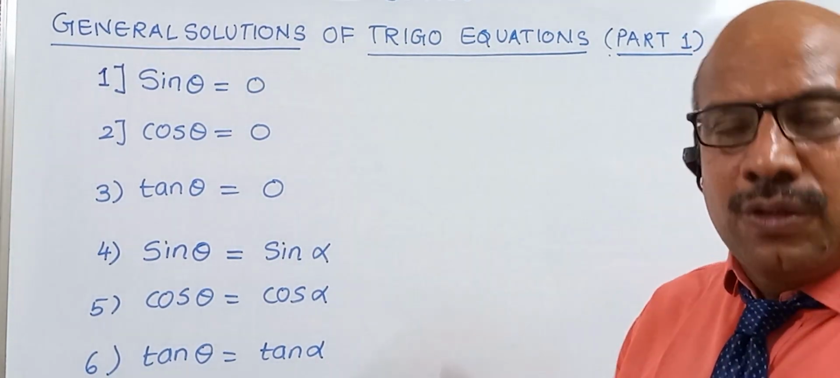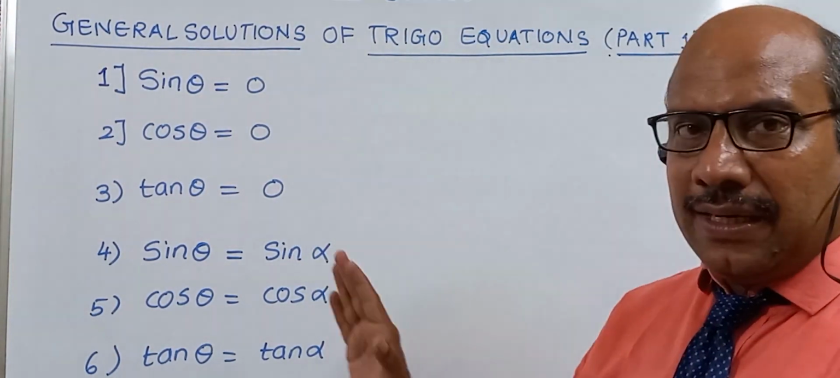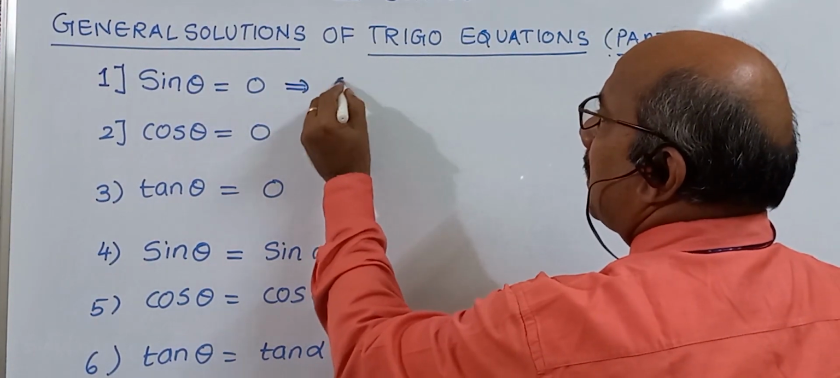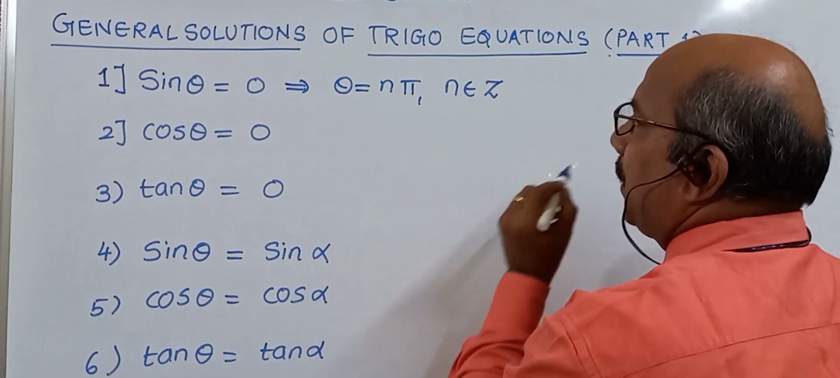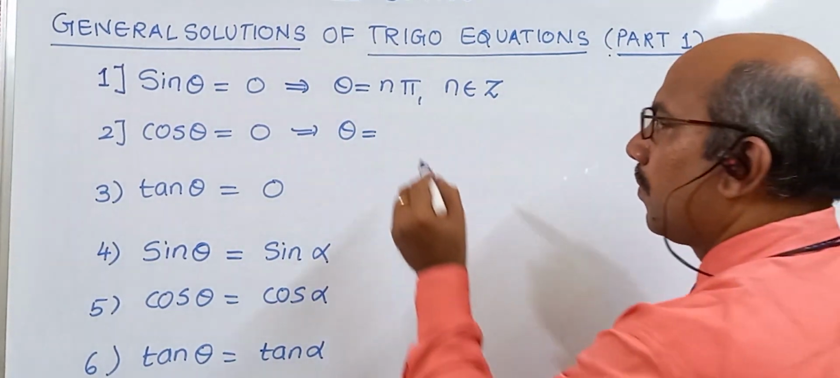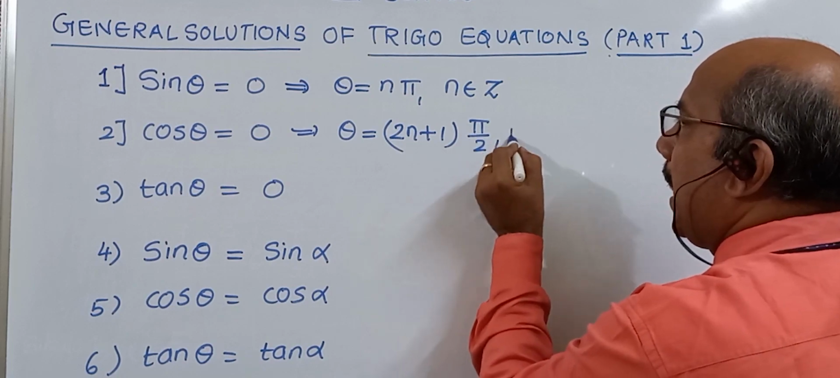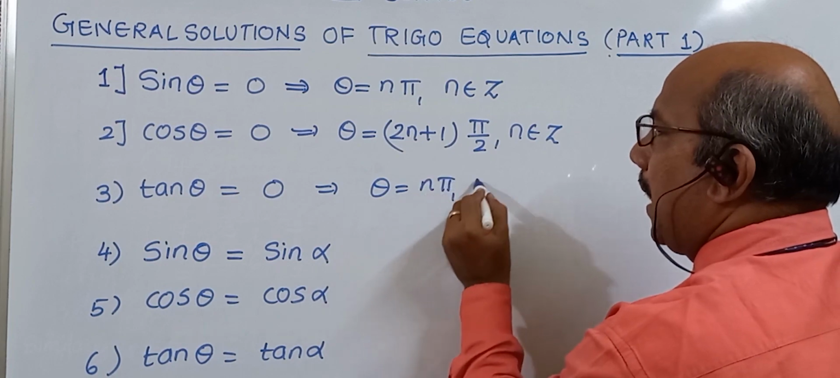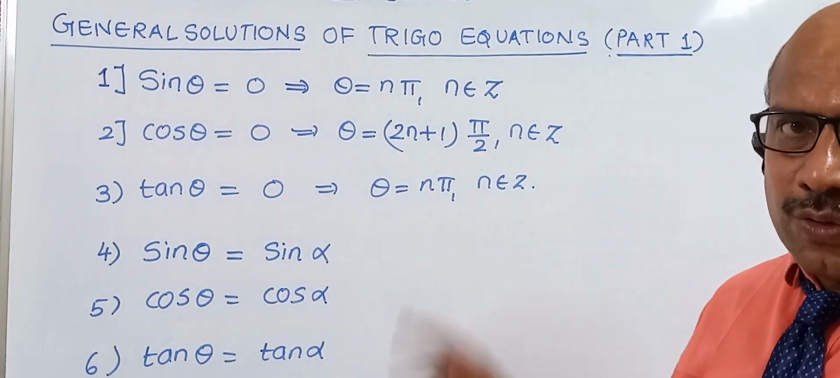Sin theta equal to 0, cos theta equal to 0, tan theta equal to 0. So here the general solution is theta equal to n pi, n belongs to the set of integers. For cos theta equal to 0, theta is equal to (2n plus 1) pi by 2, n belongs to the set of integers. For tan theta equal to 0, theta equal to n pi, n belongs to Z. Obvious, because tan theta is 0 whenever sin theta is 0.